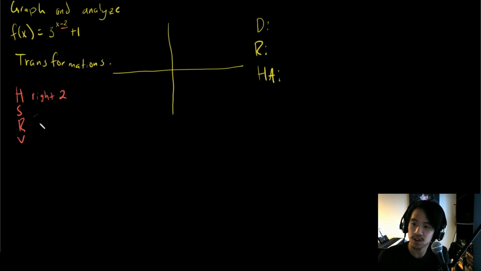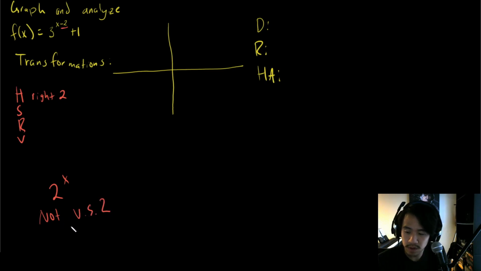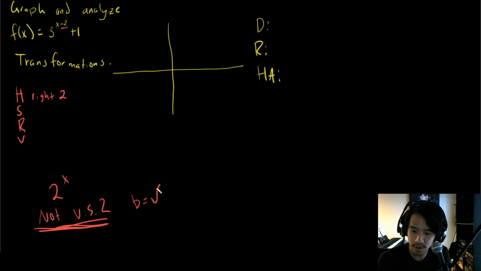All right. Do we have any stretches or compressions? I know that this is going to trip y'all up some, so I'm just going to address this right now. Don't mistake the base for a stretch or compression. So let's say you have 2 to the x. This is not a vertical stretch of 2. This means base is equal to 2.